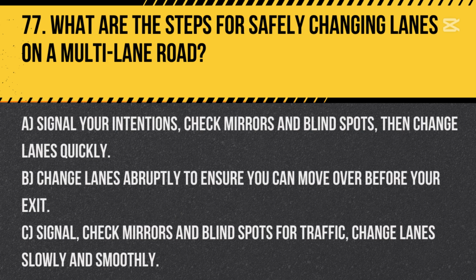Question 77. What are the steps for safely changing lanes on a multi-lane road? A. Signal your intentions, check mirrors and blind spots, then change lanes quickly. B. Change lanes abruptly to ensure you can move over before your exit. C. Signal, check mirrors and blind spots for traffic, change lanes slowly and smoothly. Answer: C. Signal, check mirrors and blind spots for traffic, change lanes slowly and smoothly. This method ensures safety and clarity of intention to other drivers.